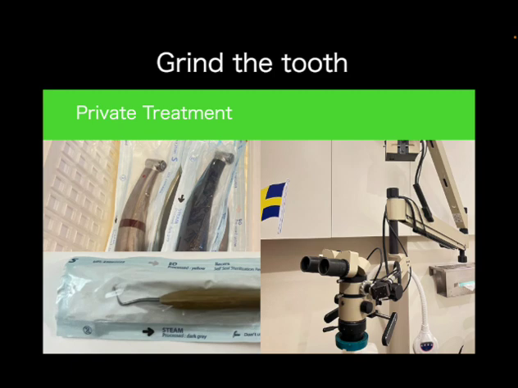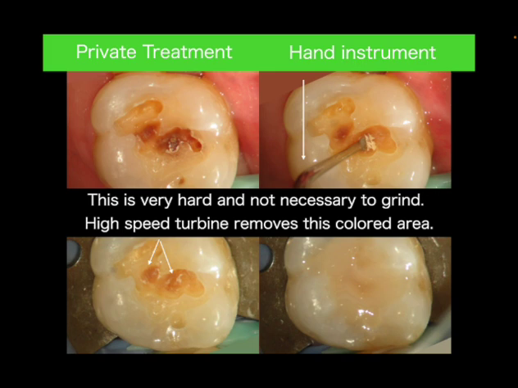This is an example of the private treatment for a cavity in a 10-year-old boy. First, the high-speed turbine was used to remove the carious lesion of the enamel. Then the hand instrument was used under the microscope to remove all the carious lesions, but not to remove the unnecessary part, which is shown as brown. That area was very hard, and we didn't need to remove it.